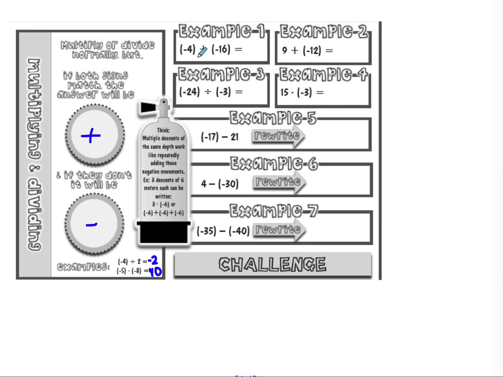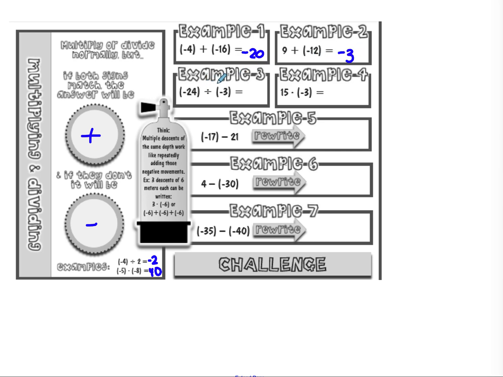Okay, let's check our answers. So first one, -4 plus -16, same signs, find the sum. 4 plus 16 is 20, and because they are both negatives, that's going to make it a -20. Here I have 9 plus -12, different signs, find the difference. 12 minus 9 is 3, more negatives, answer's -3.